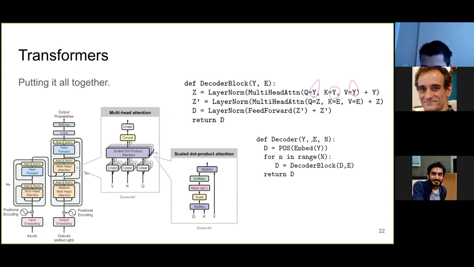For the decoder, we have this output and the encoded hidden state from the encoder, and n is the length. So first we'll embed the output, and then add positional information as before, and then just run it with the decoder.